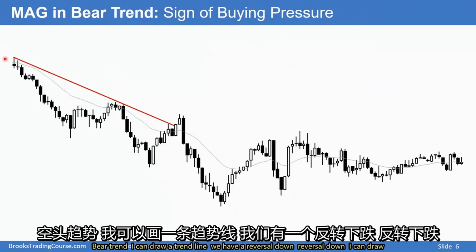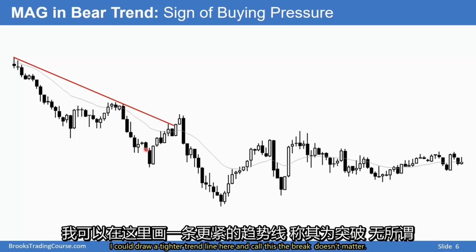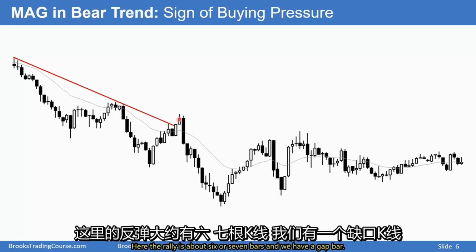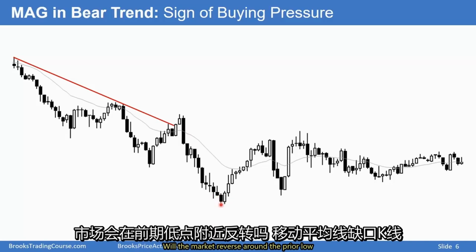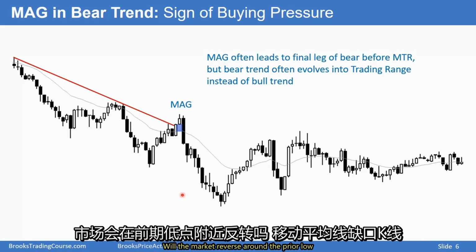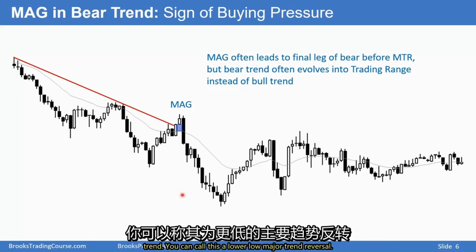Bear trend, I can draw a trend line. We have a reversal down, reversal down. I can draw a trend line. We broke above the trend line. I could draw a tighter trend line here and call this the break. Doesn't matter. Here, the rally is about 6 or 7 bars, and we have a gap bar. When you see that gap bar, traders will watch the next sell-off. Will the market reverse around the prior low? Moving average gap bar, the market usually evolves into a trading range or into an opposite trend.